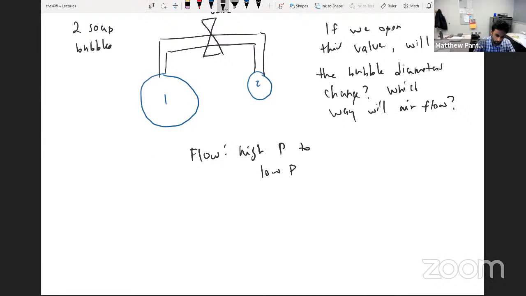So the first thing to think about is where flow happens. Flow happens from high pressure to low pressure. Our delta P, with reference to atmospheric pressure, is going to be, for a sphere, 2 gamma over R, right? So smaller radius means higher pressure. That means that when we open this valve, we're going to have flow from the small to the large. This is the same thing that we had in the Ostwald ripening case a little bit ago. So the large bubble will consume the small bubble.